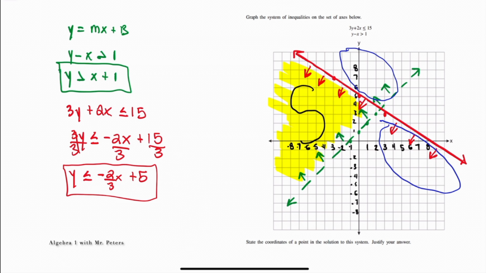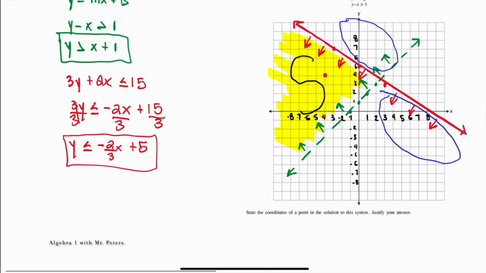And if they ask us to state the coordinates of a point in the solution of the system, this is very easy. All you have to do is pick any point within this area that satisfies both equations. So we could pick the point (-4, 4). And if they ask us to justify the answer, all you have to say is that this point satisfies both the inequalities. And because we have time, let me show you what I mean.